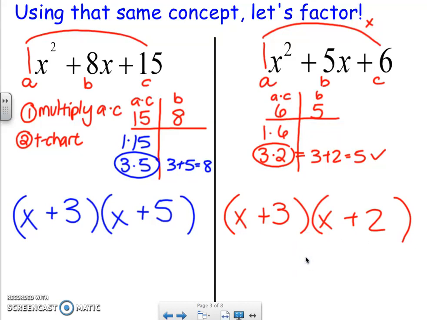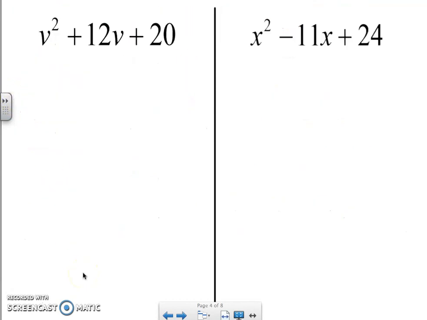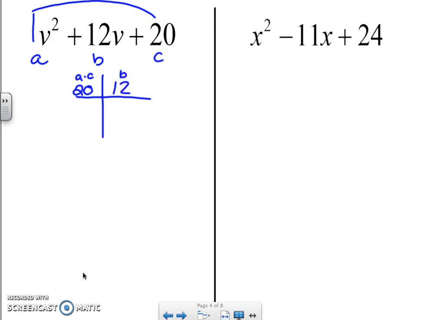I'll say these are the easiest ones that you will have. And they will get harder, but we're going to get really good at these. So let's turn the next page. I'll do these 2 with you, and then we'll let you off on your own. Okay, so first thing is we're going to write our 1 there, a, b, and c. So first thing is a times c. So 1 times 20 is 20, and then your b term was a 12.